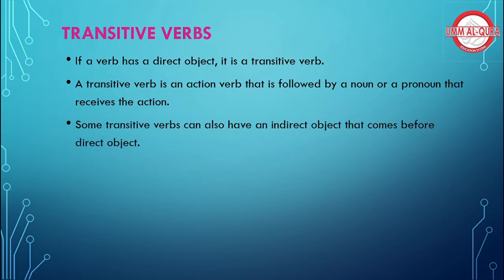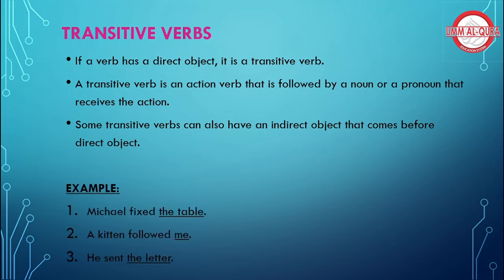Some transitive verbs can also have an indirect object that comes before the direct object. Means there are some cases in which transitive verbs have an indirect object but that comes before the direct object. These are rare cases, so we are not going to discuss them in examples.